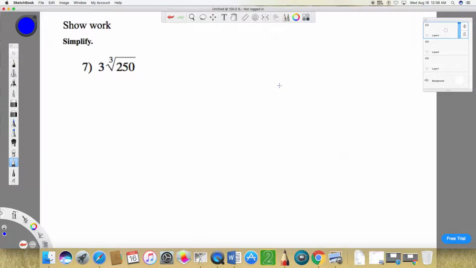Let's take a look at this problem. They want us to simplify 3 times the cube root of 250. And we know that we want to focus in on this 250, but it's not a square root, it's a cube root. So we're looking for groups of 3.